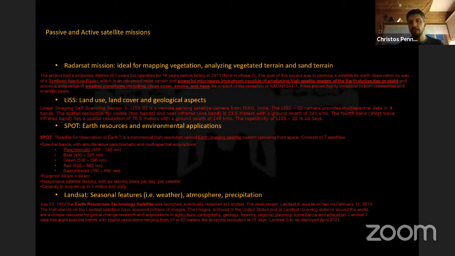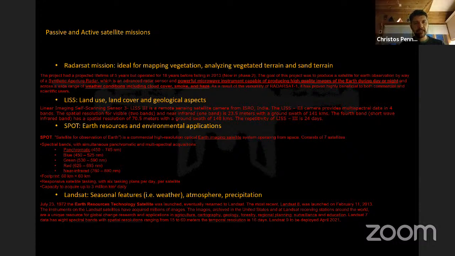The goal of this project was to produce satellite images for Earth observation by using a synthetic aperture radar, which is of course an active sensor, and it was using a powerful microwave instrument capable of producing high quality images of the Earth during day or night, and across a wide range of weather conditions, including cloud cover, smoke, and haze.